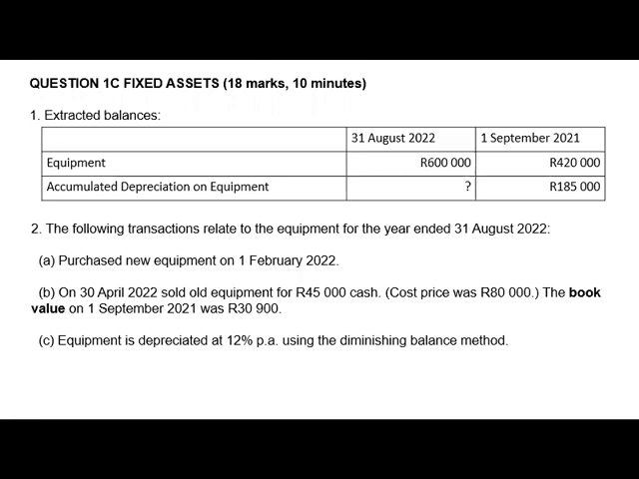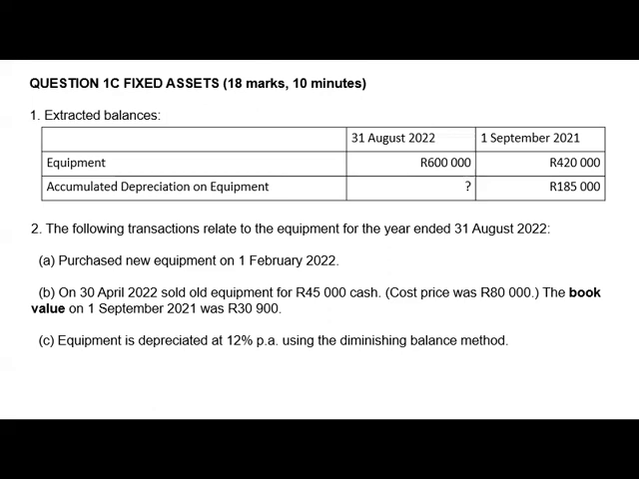Equipment, which is the cost price, since you realize they separated the two, equipment and accumulated depreciation are separated. Last year, the cost price of our equipment was 420,000. This year, 600,000. From that, you can easily tell that we bought equipment. But you can't just say 600,000 minus 420,000 to determine what we bought. We could have sold equipment, and that could have reduced that 420 and then increased it by whatever we bought for that year.